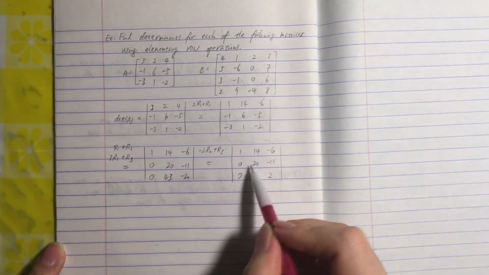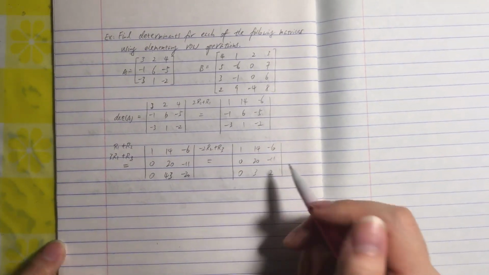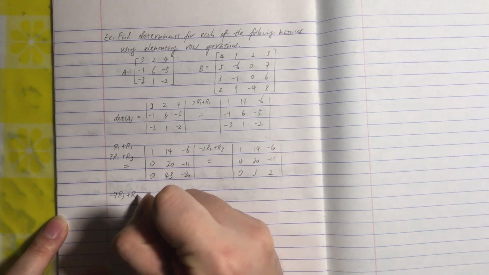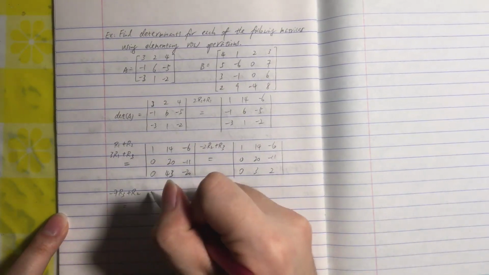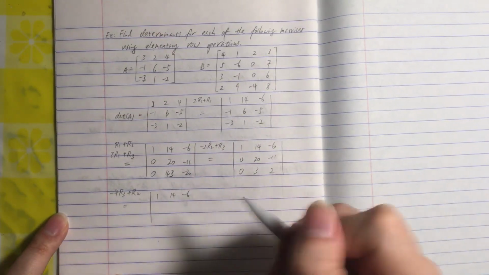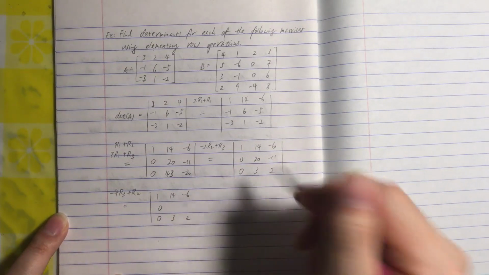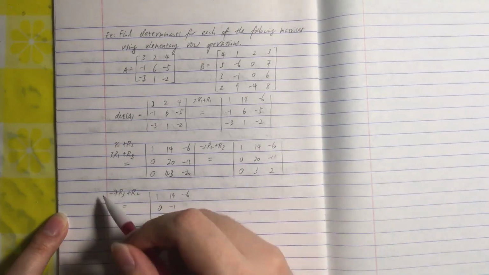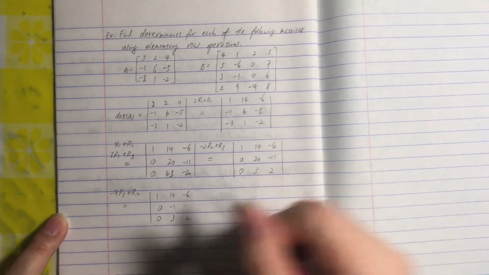Next, I try to make 1 here. I multiply the third row by -7, add it to the second row. So leave the third row the same. -21 plus 20 is -1. -14 plus -11 is -25.